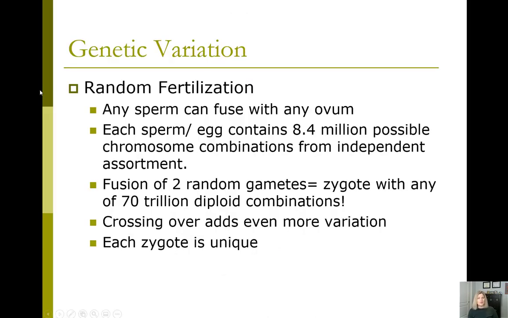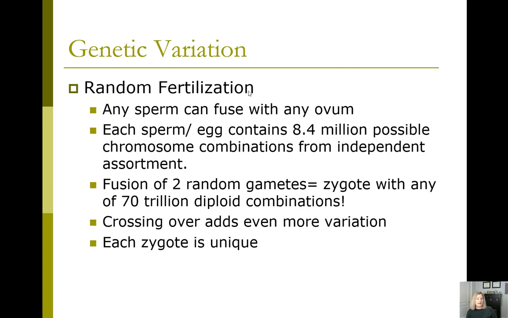And then finally, we have our random fertilization. So in random fertilization, any sperm can fuse with any ovum or egg, okay? So each sperm and egg contains about 8.4 million possible chromosome combinations due to that independent assortment of chromosomes. And then you've got 2 random gametes fusing together. So that means that 8.4 times 8.4, that's over 70 trillion diploid combinations that can occur. And that doesn't even include the crossing over effect. So basically, when it comes down to it, every zygote is unique, okay?